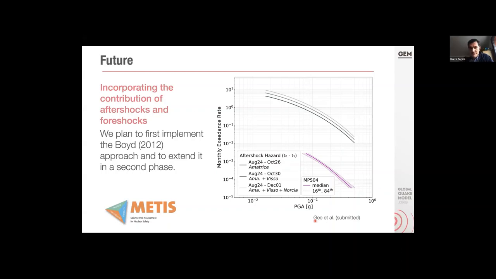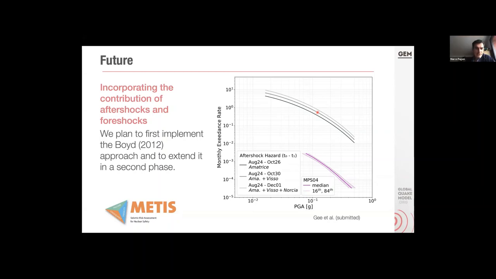The last feature that is in the pipeline for the relatively near future is the incorporation of aftershocks and foreshocks into PSHA calculation. That's actually very important, and you can see, for example, in this plot where we are comparing the hazard curves for the long-term hazard with the hazard curves that Robin calculated in this case during the recent sequence in central Italy. So the difference is stunning. And so having the possibility of taking into account and calculating the hazard during aftershock sequences is important.